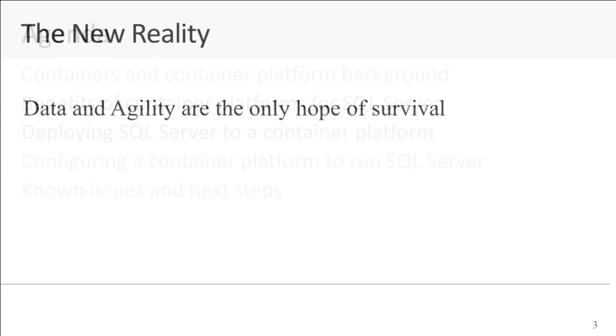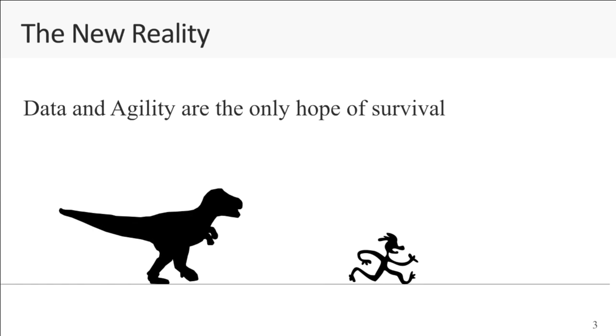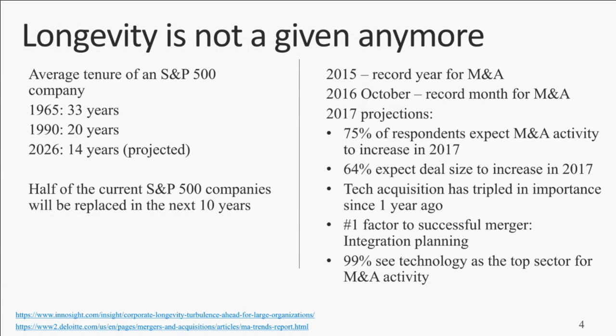So to begin with, I just want to set some context here: the new reality is that data is becoming more and more key to everything we do, whether it's in business or anything else. And the agility to respond to how you handle that data, and the agility you have in rolling out new versions of applications and realizing the value of that data, is really the only hope of survival.